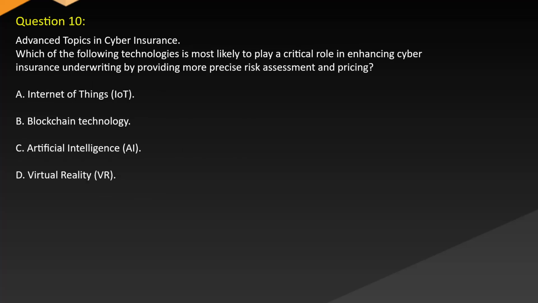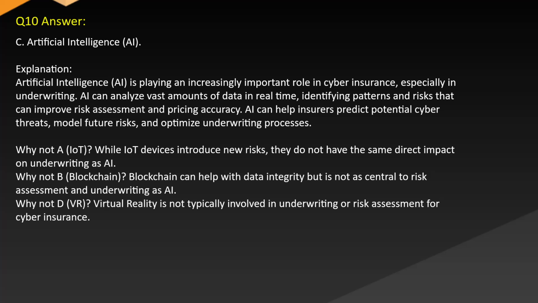Which of the following technologies is most likely to play a critical role in enhancing cyber insurance underwriting by providing more precise risk assessment and pricing? A. Internet of Things. B. Blockchain technology. C. Artificial intelligence AI. D. Virtual reality VR. Answer. C. Artificial intelligence AI.